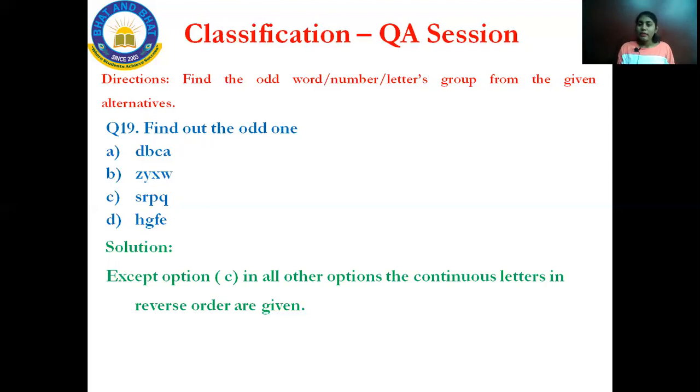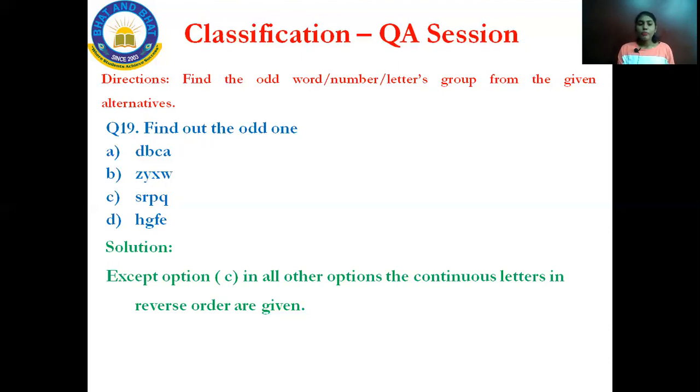A, B, C, D, E, F, G, H, I, J, K, L, M, N, O, P, Q, R, S. Okay. Q, R, S. And then H, G, F, E. See, H, G, F, E, all others are in reverse direction, not in forward direction. They are in reverse direction.